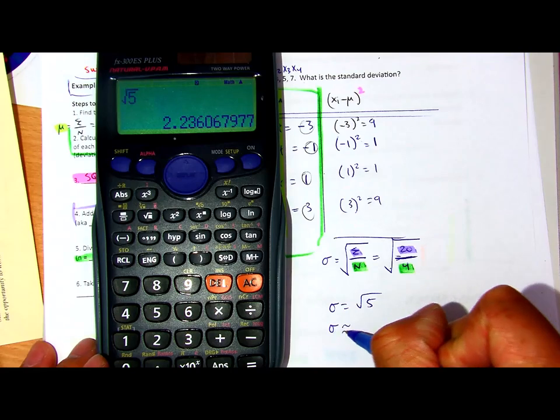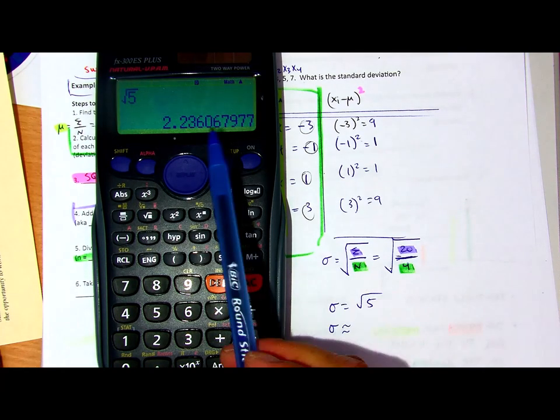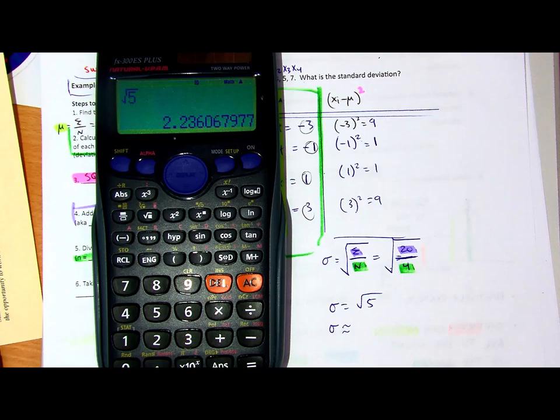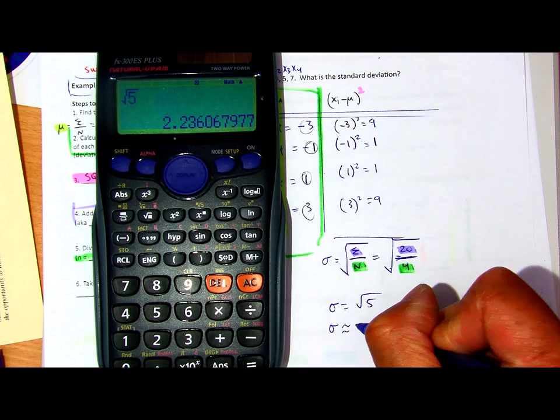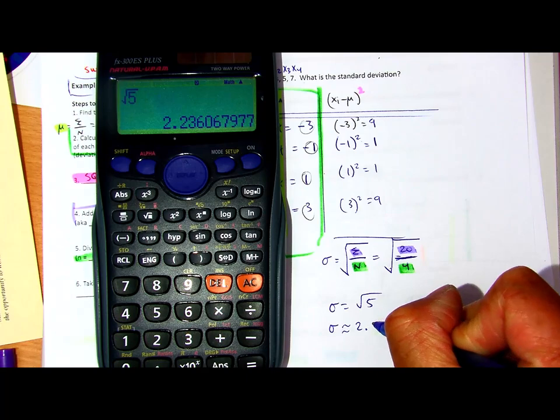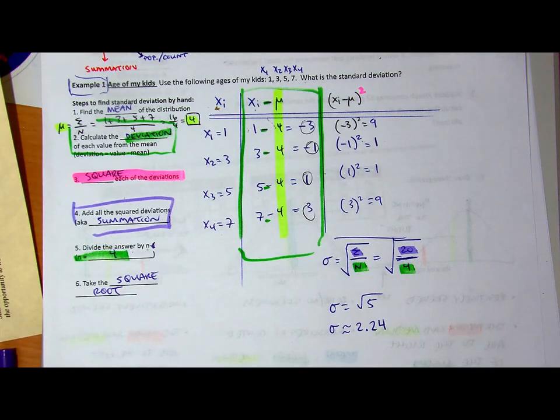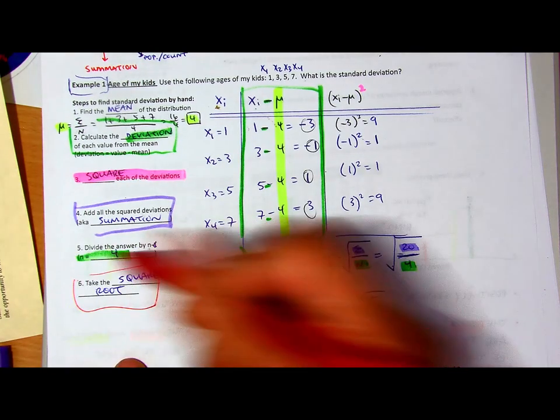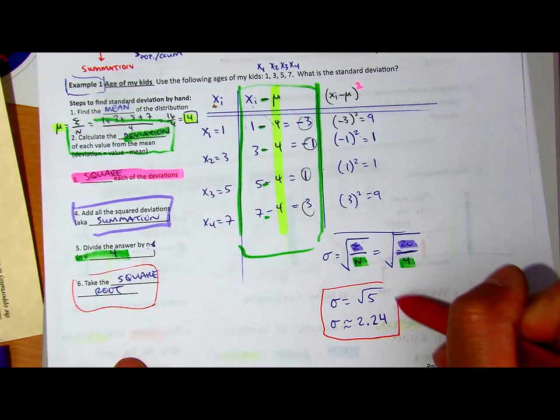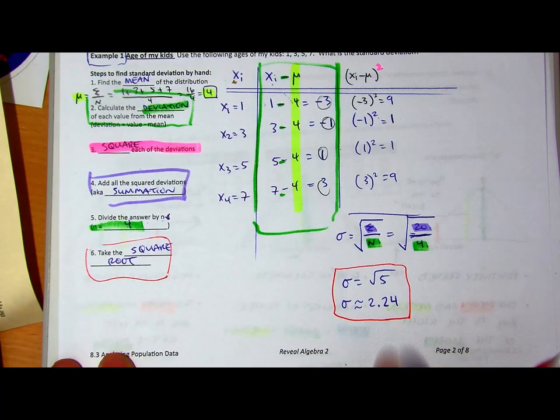And if I round to the nearest hundredth, partner B tell partner A, what is the answer to the nearest hundredth? 2.23 or 2.24? It is 2.24. So we take the square root here, and my answer is approximately 2.24.